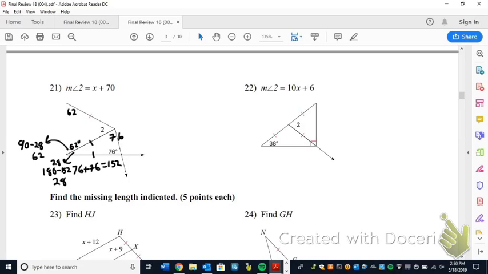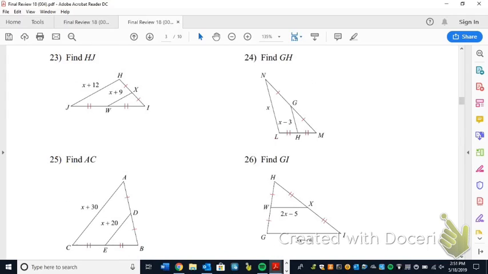So now we're in a position to find the measure of angle 2. We know that 62 plus 62 equals 124. We know that 180 minus 124 is equal to 56. So we know that 56 equals x plus 70. Subtract 70 from both sides. We get x equals negative 14.